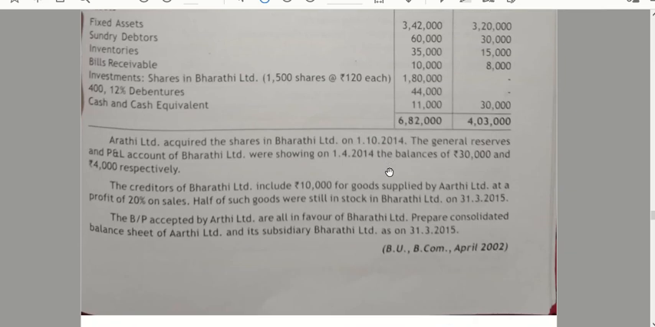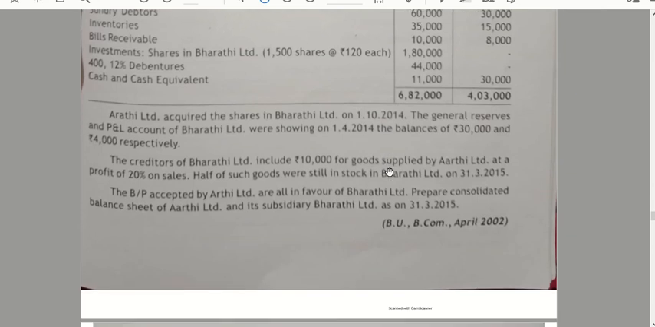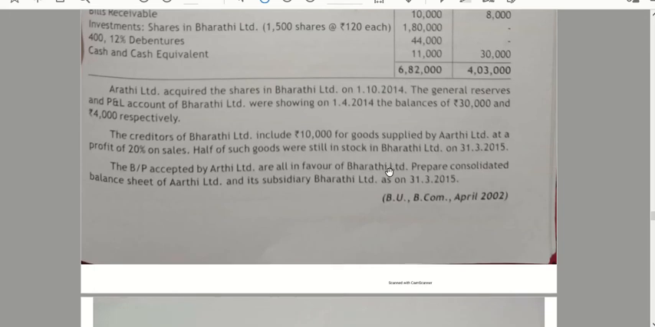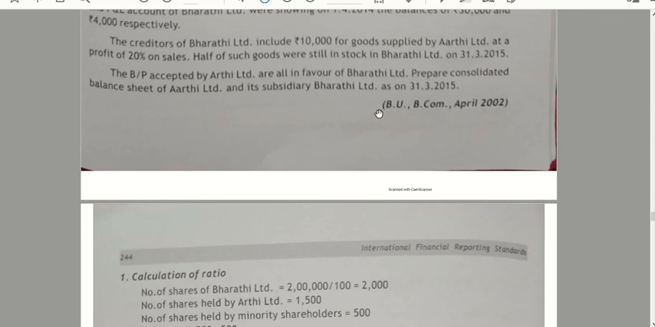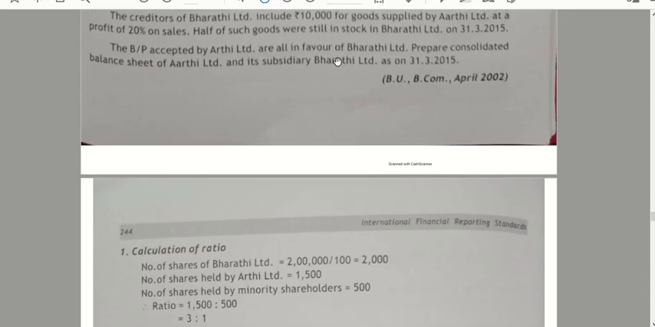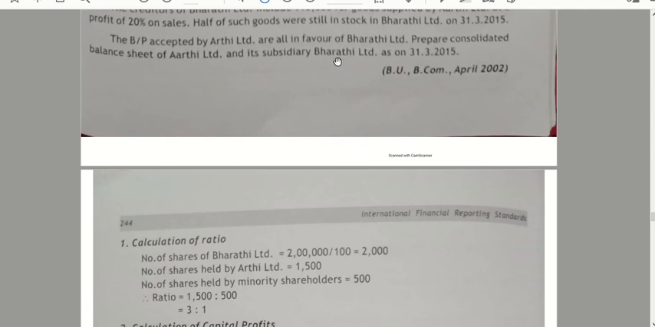The general reserve and profit and loss account of Bharati Limited were showing on 1/4/2014 balances of 30,000 and 4,000 respectively. This is before the date of acquisition, so it will come under your capital profits. The creditors of Bharati Limited include 10,000 of goods supplied by Bharati Limited at a profit of 20% on sales. So 10,000 into 20% gives you 2,000. Half the goods are still in stock. So 2,000 into 1 by 2, which is 1,000, is your unrealized profit.